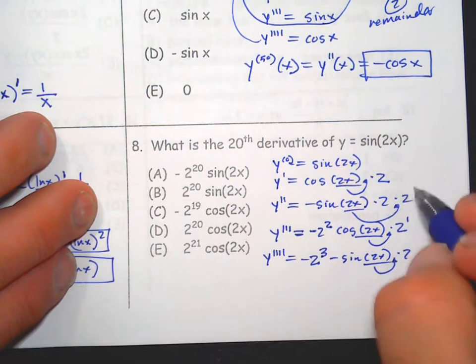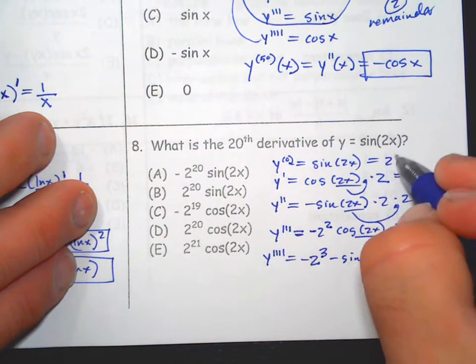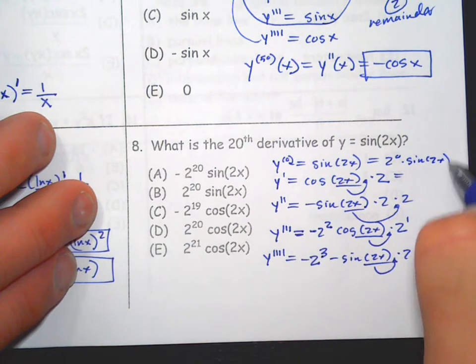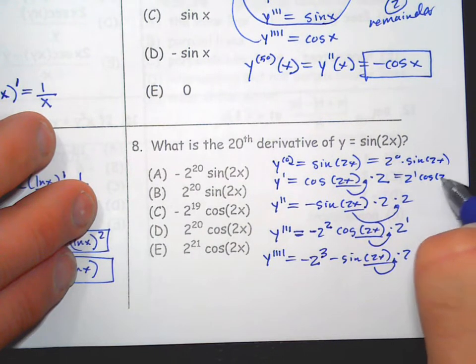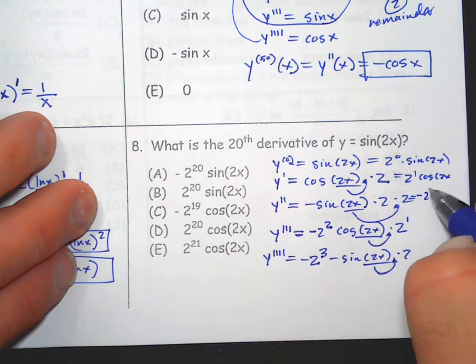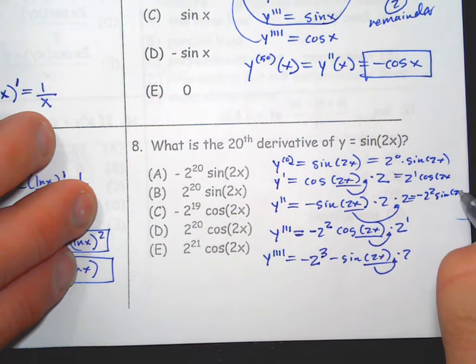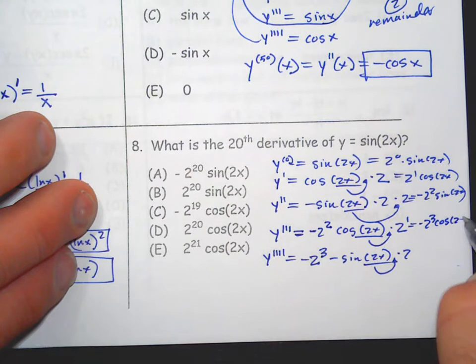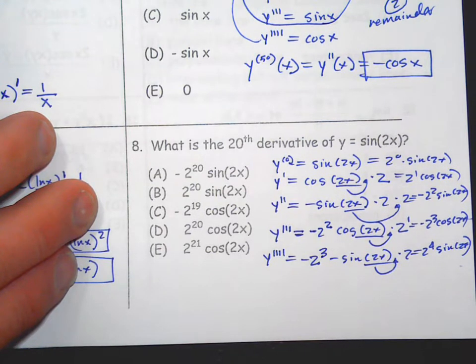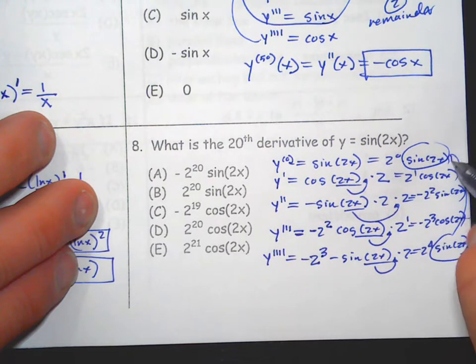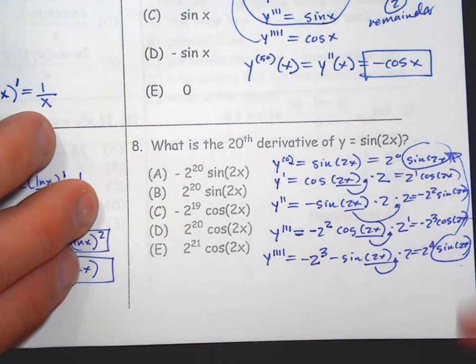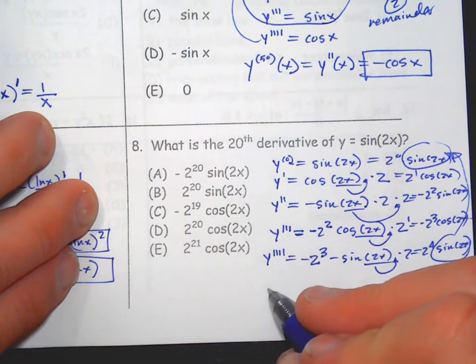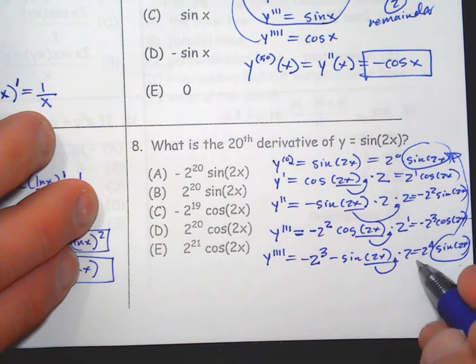Now, if we simplify these as we're going, you'll notice that we have 2 to the 0 sine 2x, 2 to the first cosine 2x, negative 2 squared sine 2x, negative 2 cubed cosine 2x, and this one's going to be positive 2 to the fourth sine 2x. And one thing is we're back up here to the top as far as the sign goes. So there's that pattern, but then it seems like whatever derivative you're on, you're going to have a 2 to the nth power there.